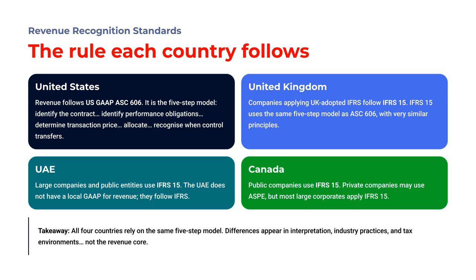UAE, large companies and public entities use IFRS 15. The UAE does not have a local GAAP for revenue. They follow IFRS. Canada, public companies use IFRS 15. Private companies may use ASPE, but most large corporates apply IFRS 15. Takeaway: all 4 countries rely on the same 5-step model. Differences appear in interpretation, industry practices, and tax environments, not the revenue core.